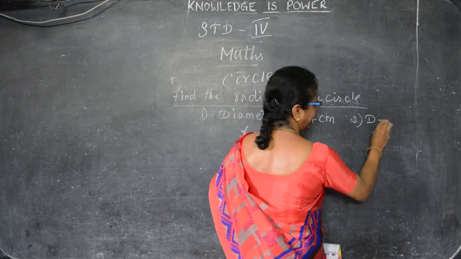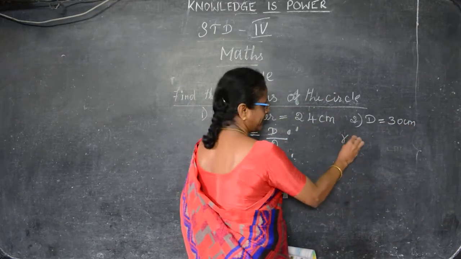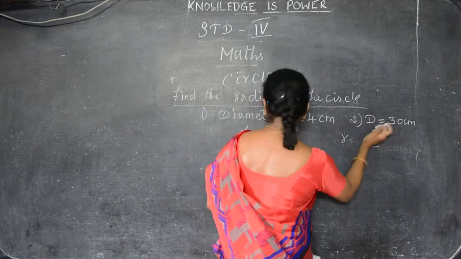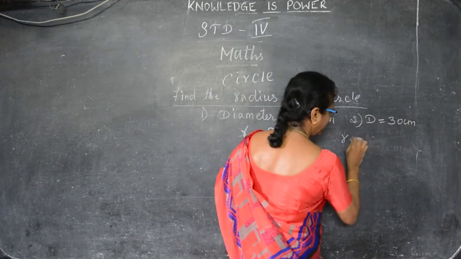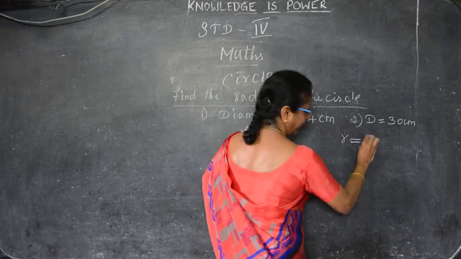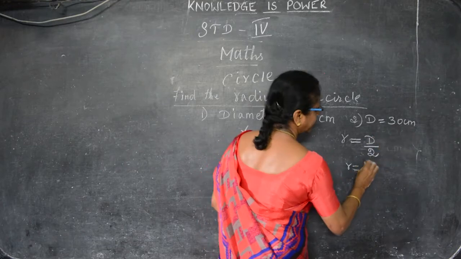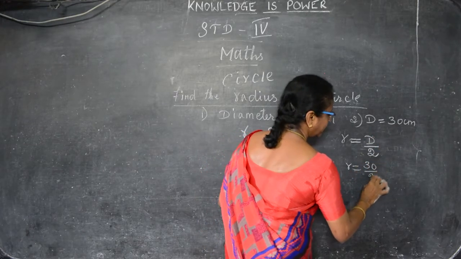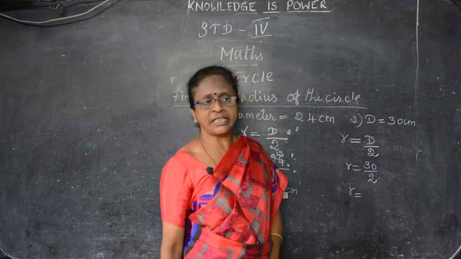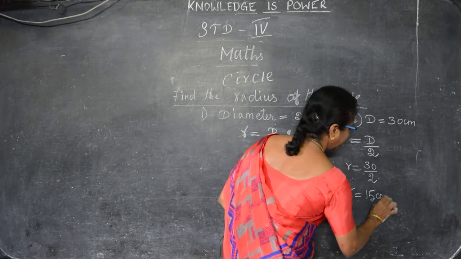Diameter is equal to 30 centimeter, they had given. So radius is equal to, you write down the formula. Whenever you are doing the formula sums, you write down the formula d by 2. So r is equal to, d is the diameter, 30 by 2. So 30 by 2 means 2 tables, 2 15s are 30. So that is equal to 15 centimeter.